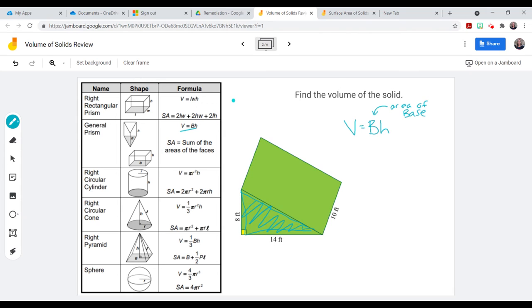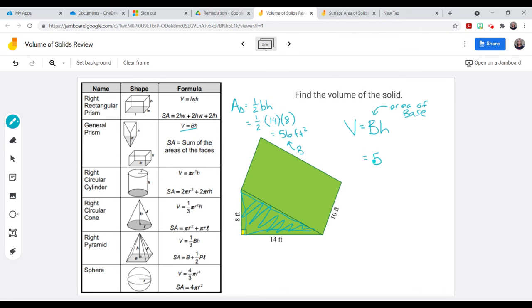So I need to do a little bit of side work over here. The area of a triangle formula is 1/2 base times height. So looking at just this triangle, 1/2, your base and your height would be 14 and 8. Those are the ones that are perpendicular to each other. And 1/2 times 14 times 8 gives me 56 square feet. So this number right here is my capital B. It's my area of the base.